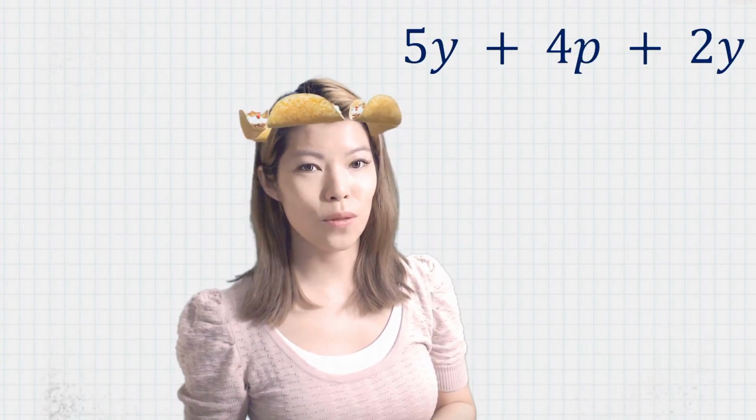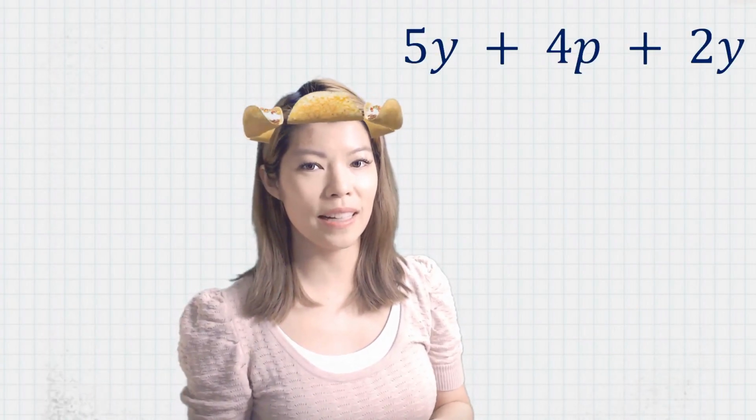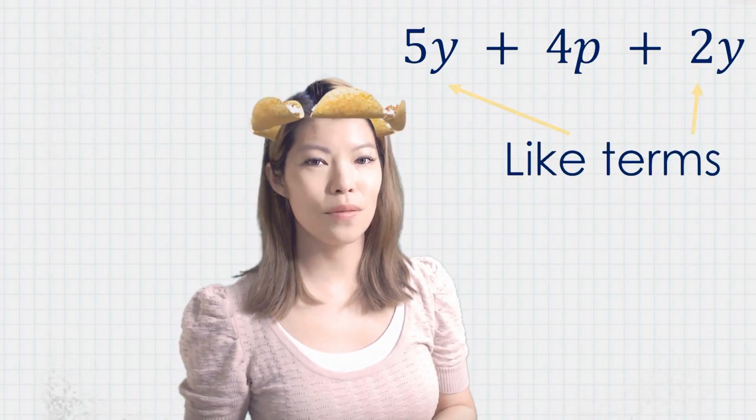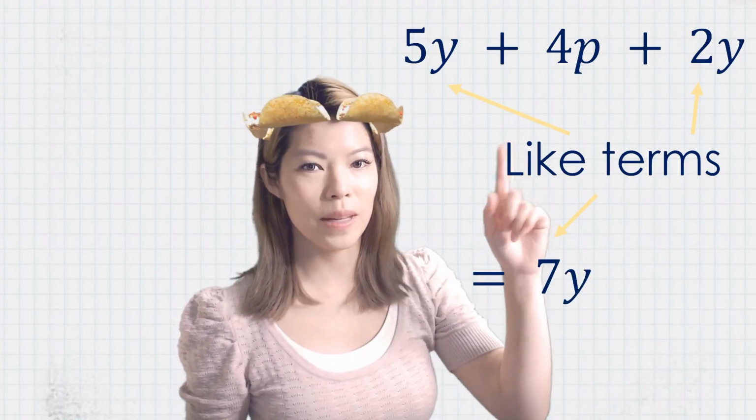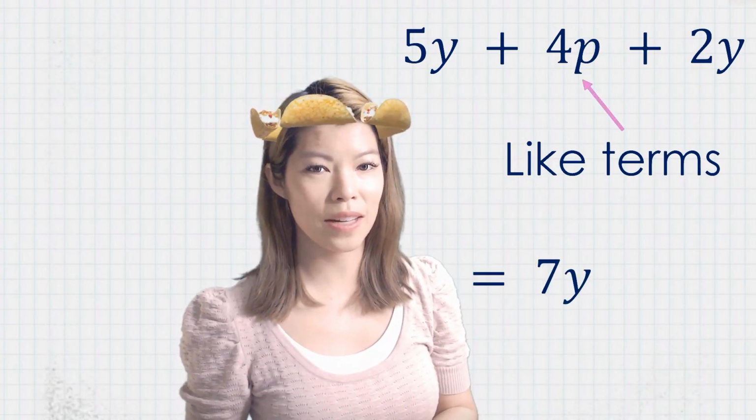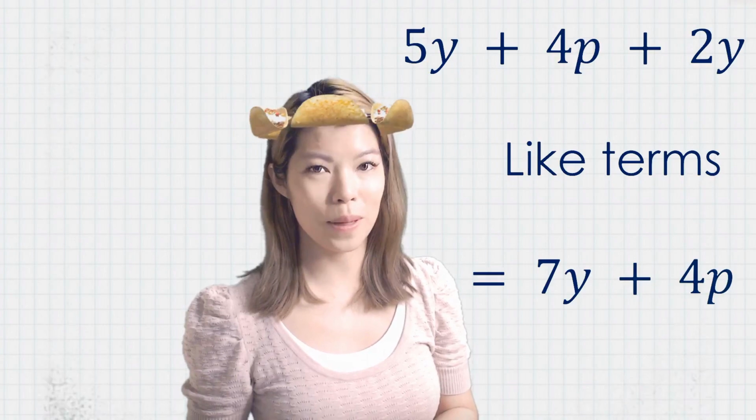Let's do that again. So if we had 5y plus 4p plus 2y, we'll collect the like terms. That is 5y plus 2y is 7y. And then the 4p doesn't have any other like terms, so we just write it out again, plus 4p.